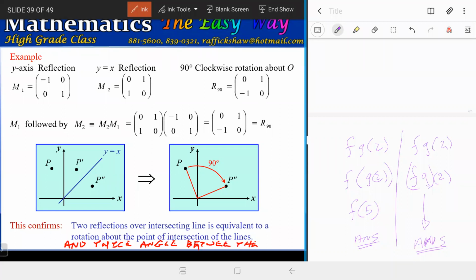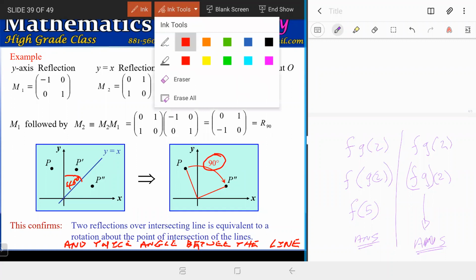So on the must-know sheet, the angle here is 90 degrees because the angle between these two mirror lines is 45 degrees. That's the reason. The angle between the two mirror lines is 45 degrees, so the rotation angle is 90 degrees. Do you understand that?